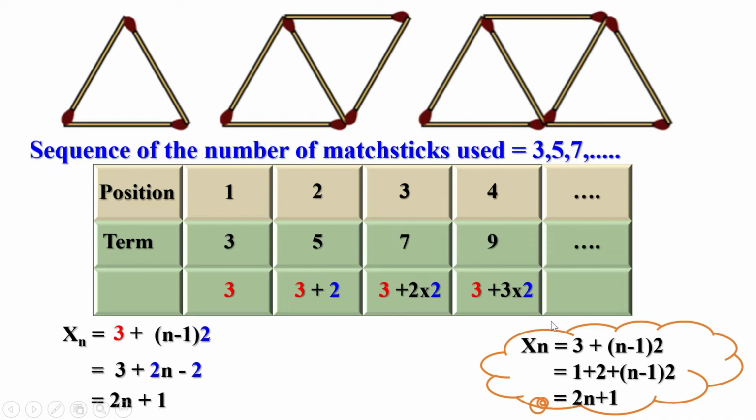You can mentally calculate like this, or you can calculate like this. Whatever it be, the algebraic expression of this sequence is xn equal to 2n plus 1. You can check: when we put n equal to 1, the first term is 2 into 1 plus 1, that is 3. When you put n equal to 2, the second term is 2 into 2 plus 1, that's 5. When you put n equal to 3, the third term is 2 into 3 plus 1, that is 7.